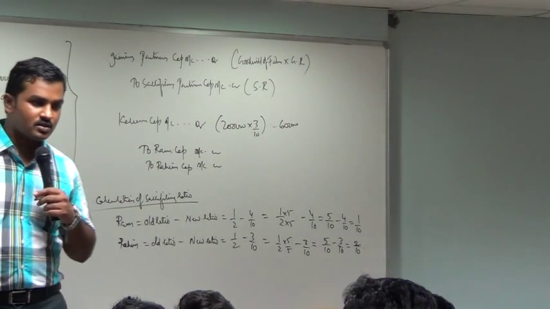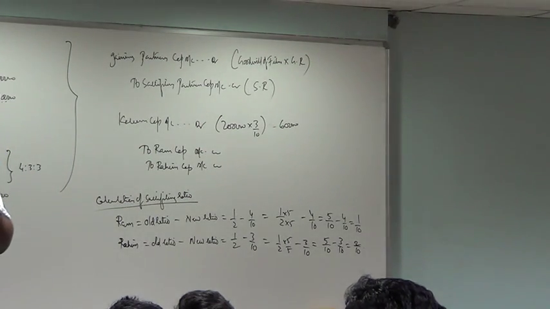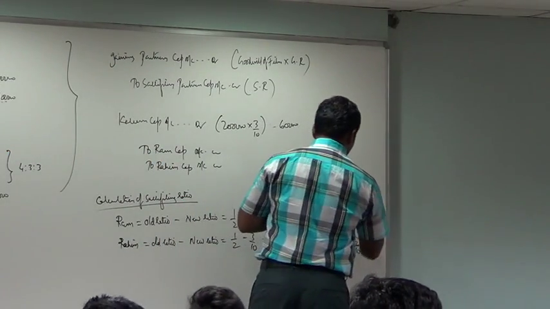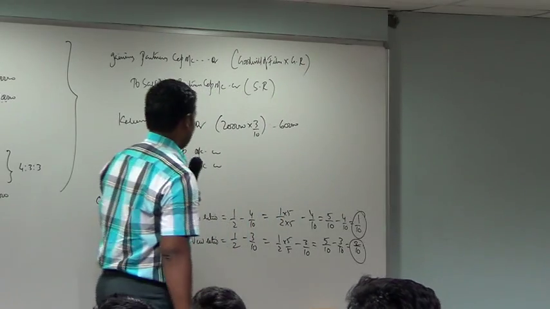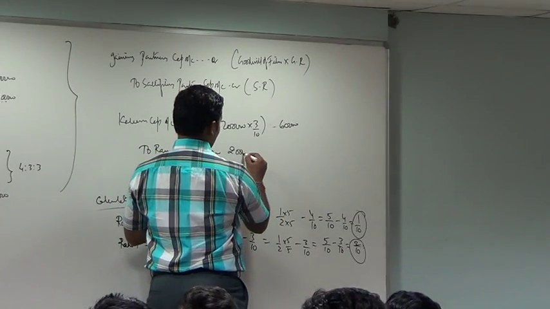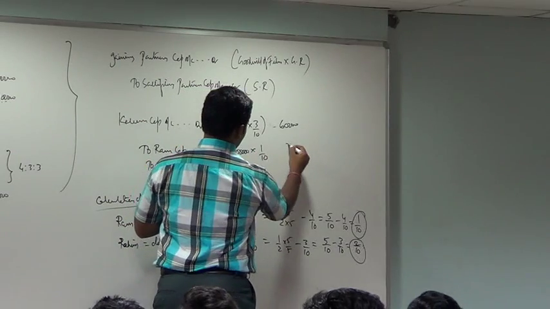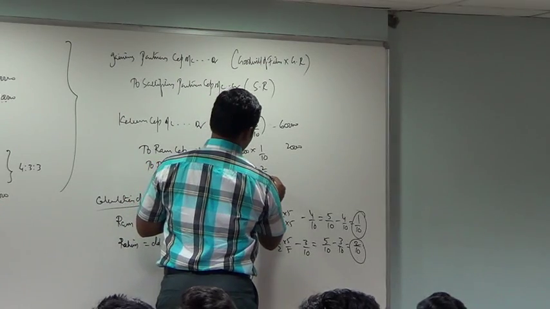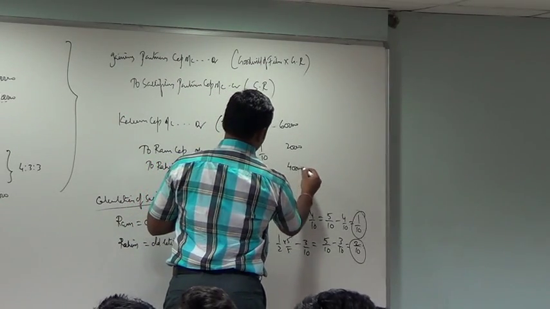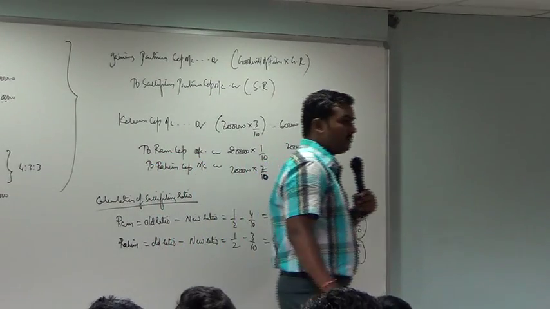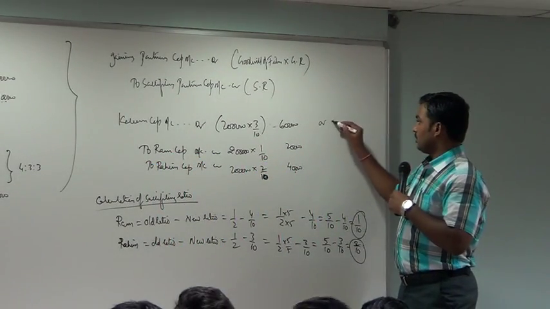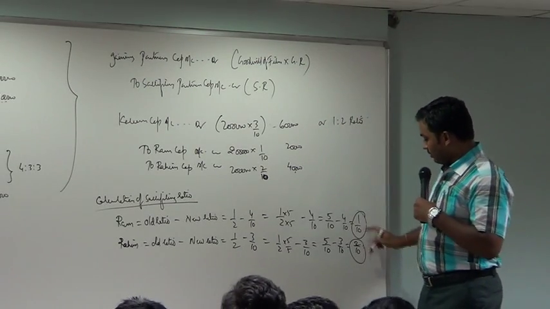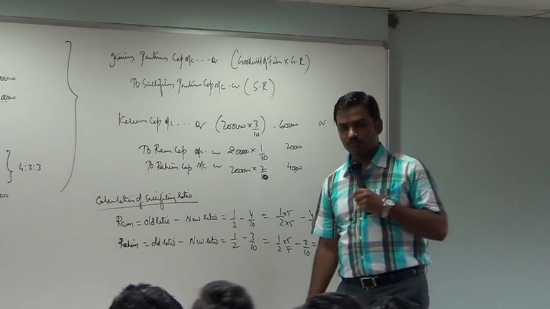Both are sacrificing partners, Ram and Rahim. But how much has Ram sacrificed? 1 by 10. How much has Rahim sacrificed? 2 by 10. So let us see whether we are getting the same answer or not. 2 lakh into 1 by 10, 20,000. 2 lakh into 2 by 10, 40,000. Is it tallying? 1:2 ratio. 1 by 10 and 2 by 10 are in which ratio? 1:2.